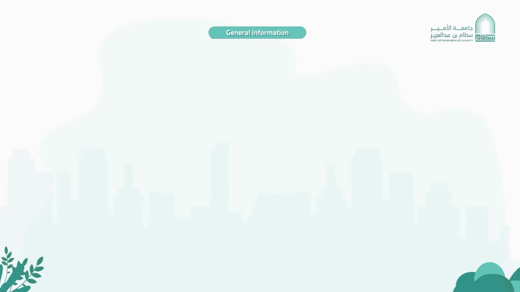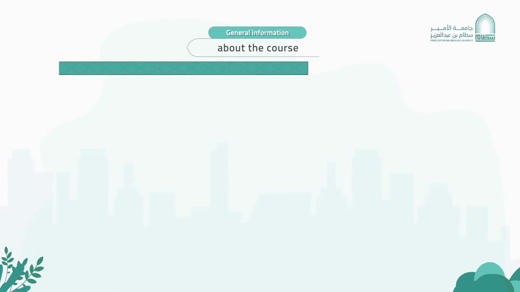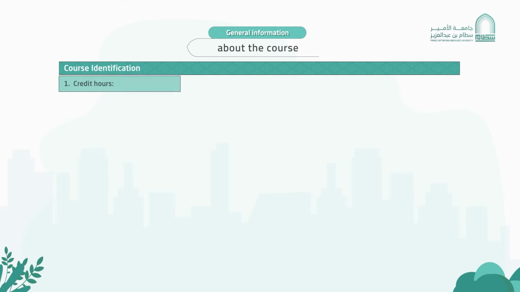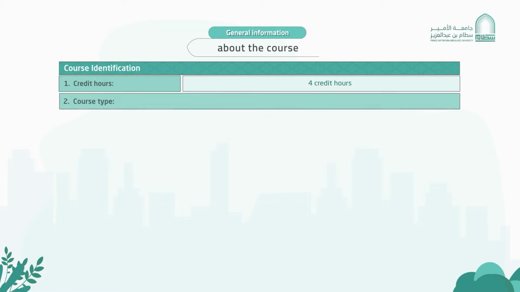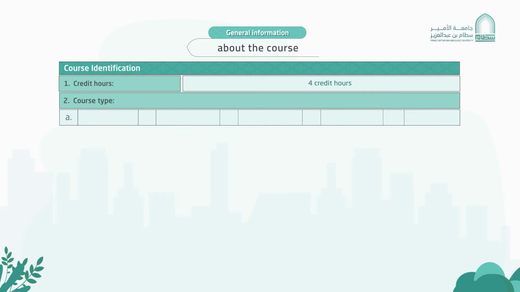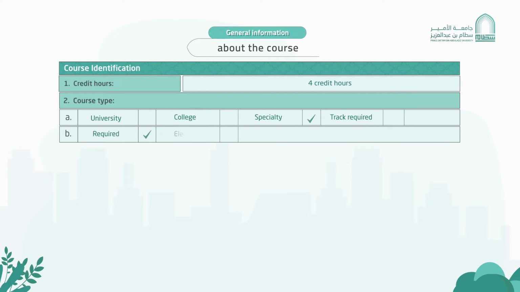General information about the course. 1. Credit hours: writing the aggregate number of credit hours according to the program study plan. 2. Course type: mark true ahead of the course type. According to A, university, college, specialty, track required. B. Course type, required elective.